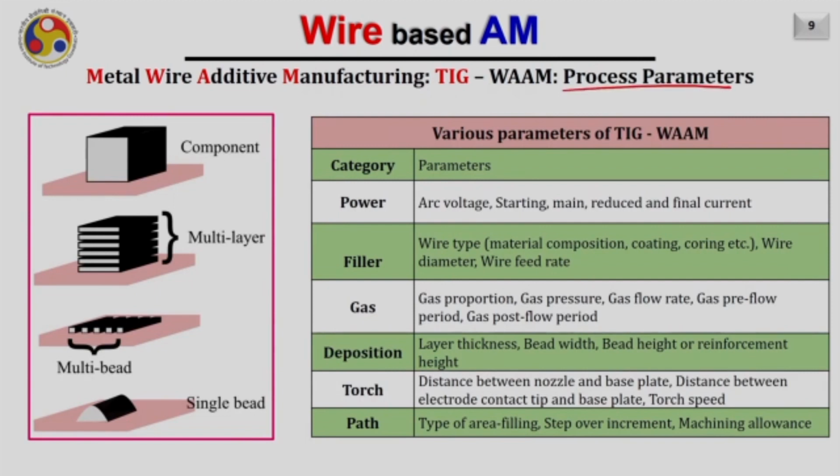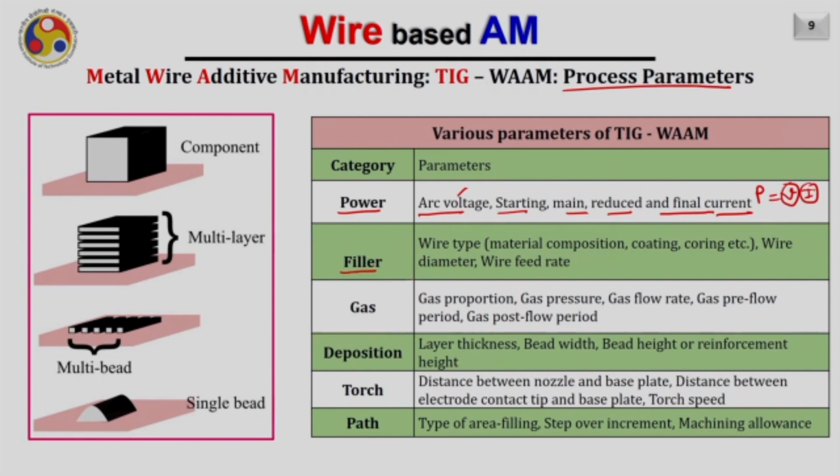These are the various process parameters for the TIG WAAM. First is of course the power. Power is governed by the arc voltage, and the starting, main, reduced and final current. That is why P into V. We know that power is nothing but voltage into current. So these are the two main parameters that decide the power.